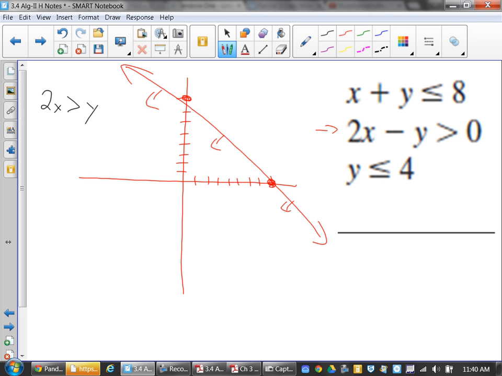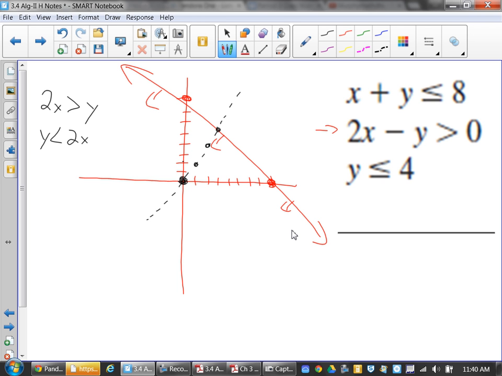Read it backwards. y is less than 2x. Now it looks like mx plus b, doesn't it? What's your y-intercept? 0. Still a y-intercept of 0, but your slope is 2. So you go up 2 over 1, up 2 over 1, up 2 over 1, wherever. And then it's a solid or dotted line? Dotted.